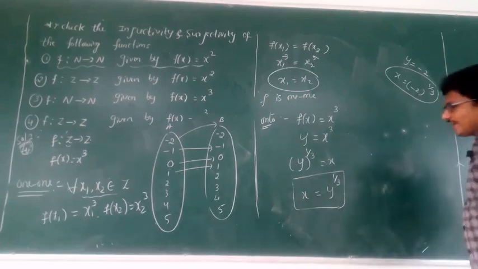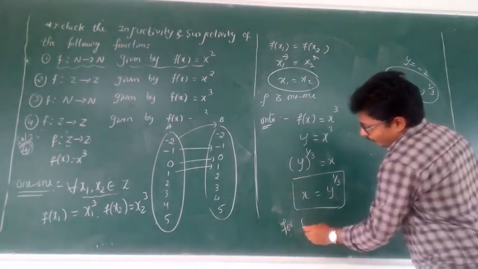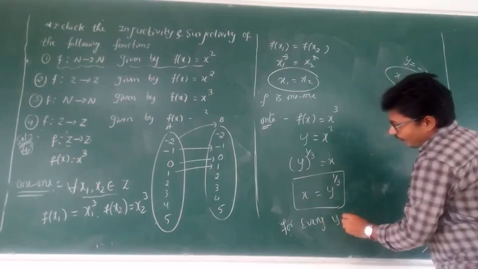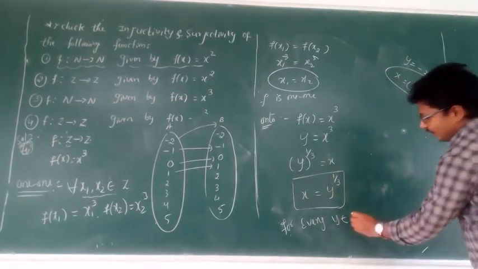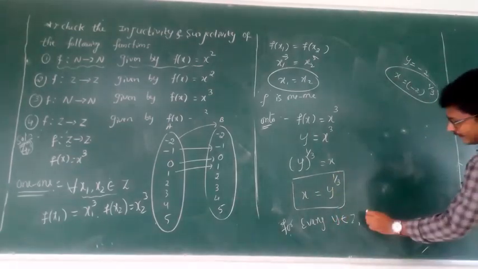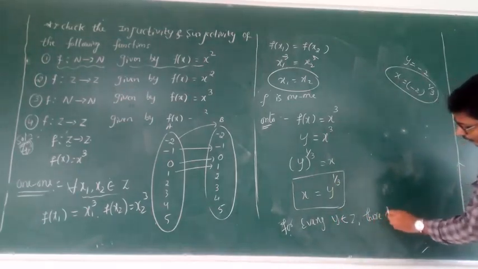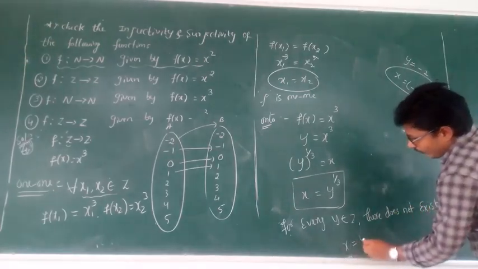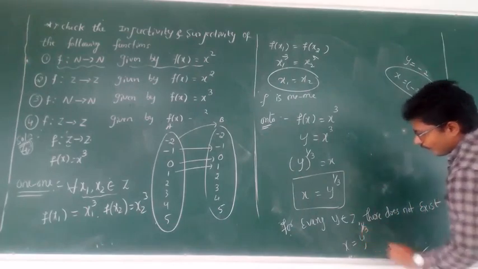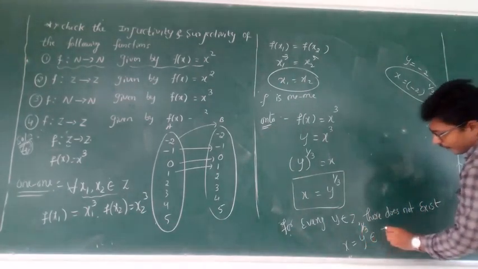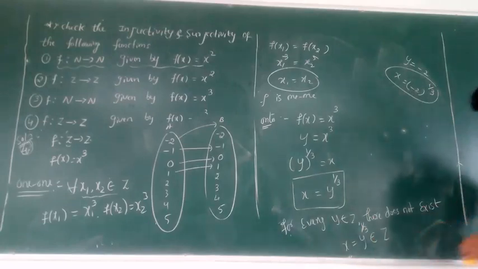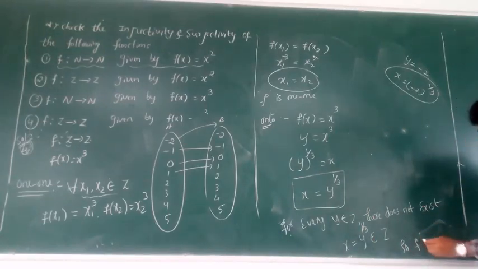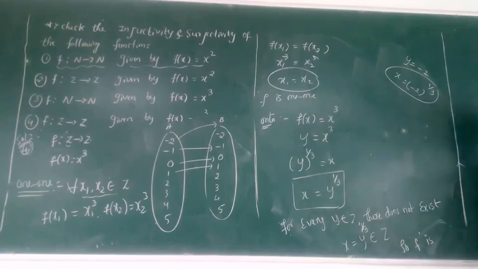We will write that as the given reason. For every y belongs to the first set, which is the first set? Z is the first set. There doesn't exist x equal to y raised to 1 by 3 belonging to the second set. So f is not onto.